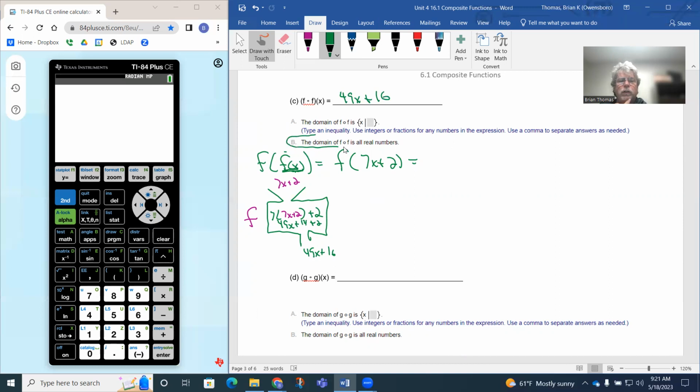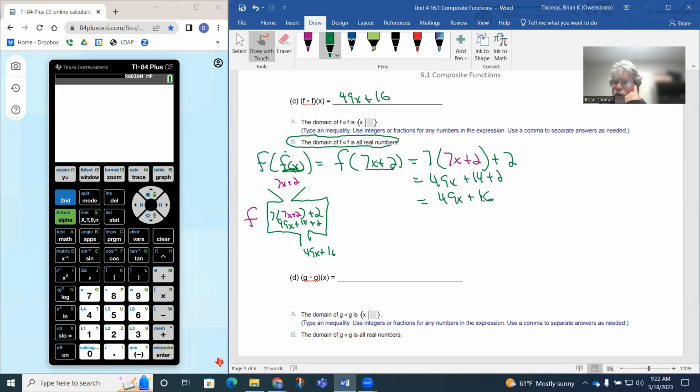So again, the domain is going to be all real numbers. Again, there's no domain restrictions here. So notice how, again, this becomes the input value. This is what's going to replace x. So we're going to have this 7 times the quantity, and the 7x plus 2 goes in for x in the f function, and then we add 2 to that. So that's going to be 49x plus 14 plus 2, which is going to be 49x plus 16.